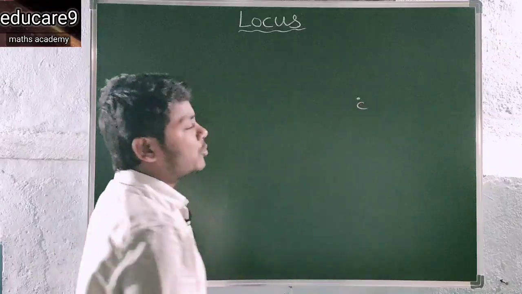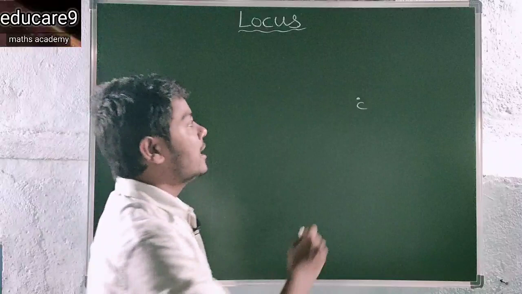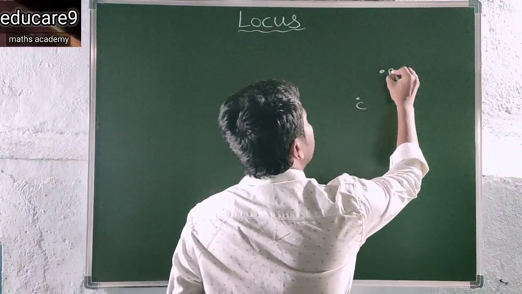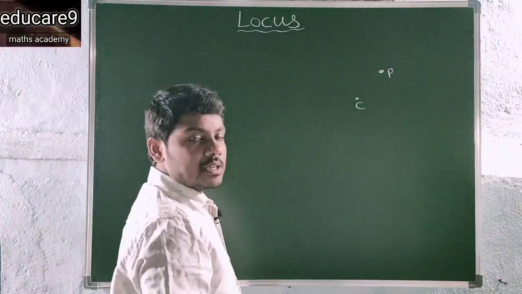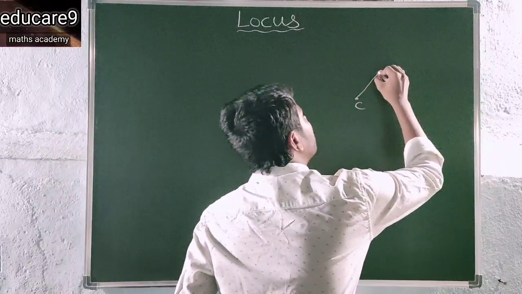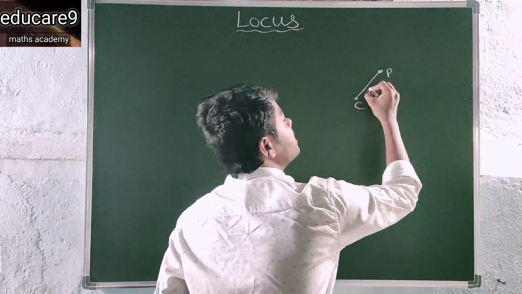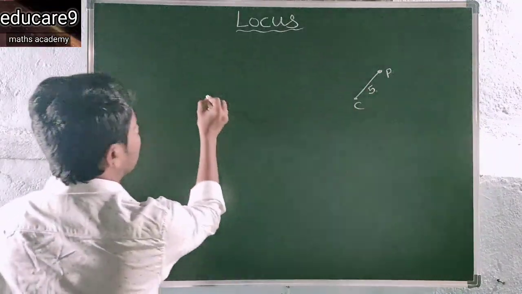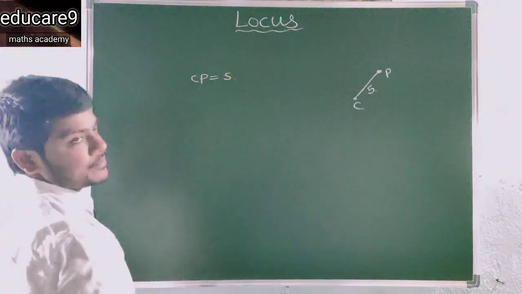Let C be a fixed point, meaning it doesn't move, and P be the variable point, meaning it is moving in a plane. Here, the given condition is that the distance from C to P, fixed point to variable point, is 5 units. So the given condition is CP equals 5.